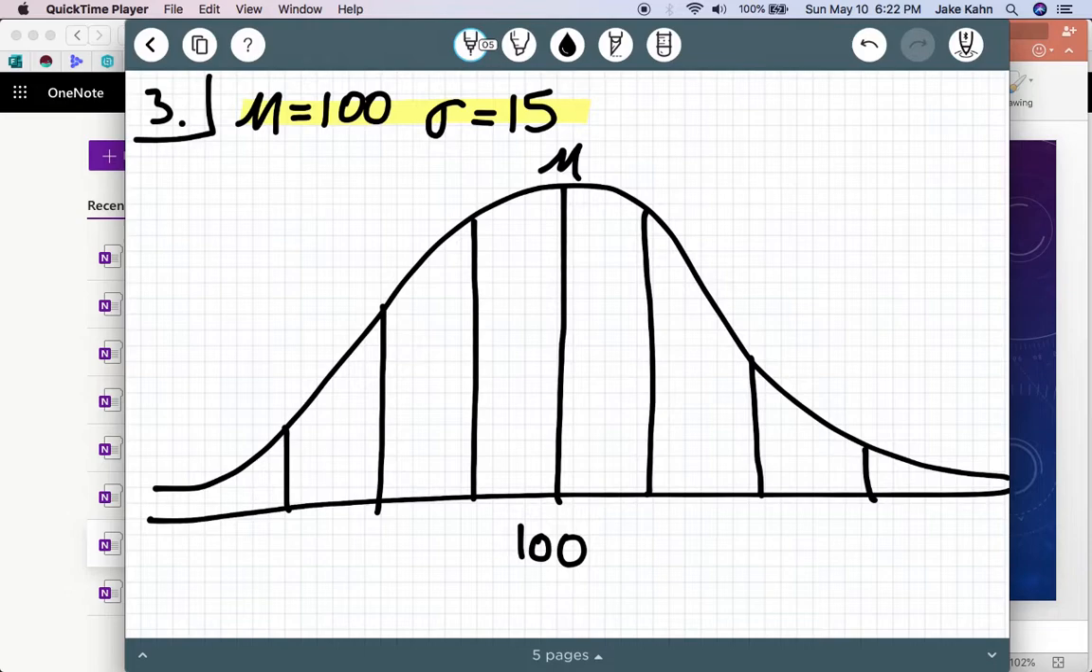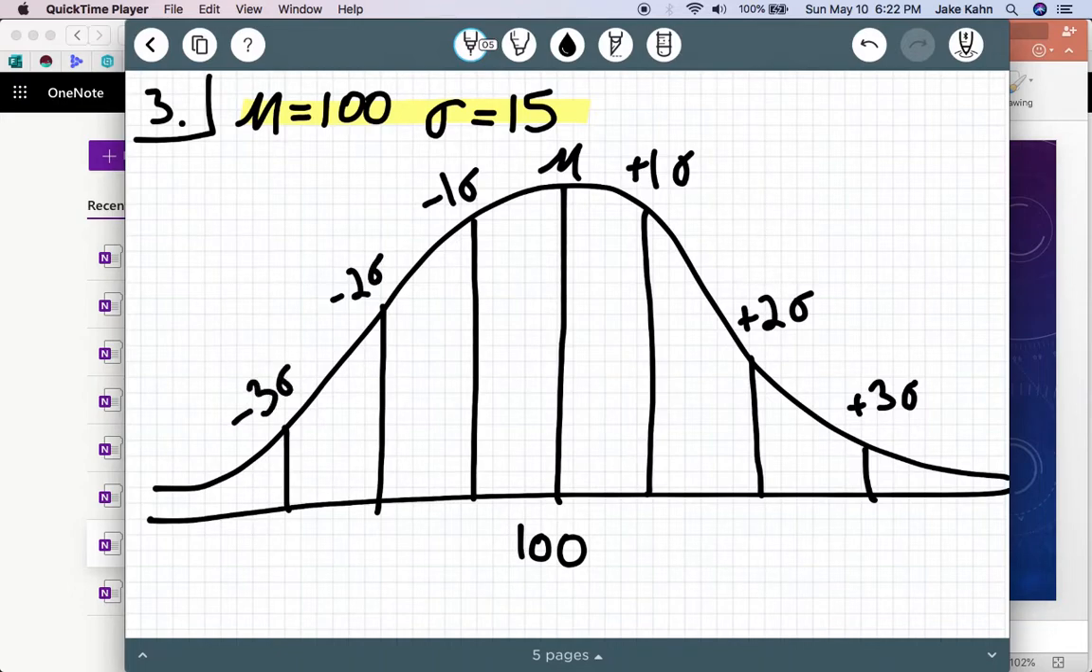And we're going to actually label them. So this is +1 standard deviation from the mean. This is +2 standard deviations from the mean. And this is +3 standard deviations from the mean. Then over here we have -1 standard deviation from the mean, -2 standard deviations, -3 standard deviations. And then on the bottom, we are going to actually label it with its specific test score, IQ score value.